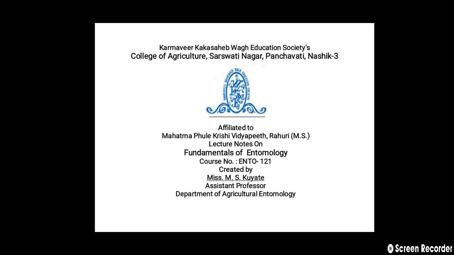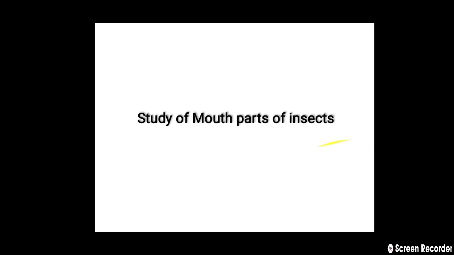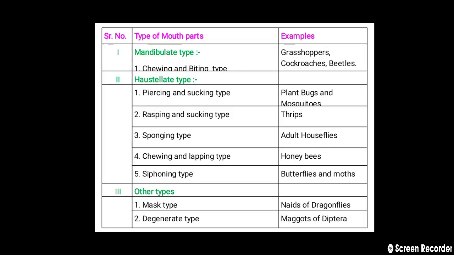In today's lecture, we are going to study the mouthparts of an insect. The insect mouthpart is divided mainly into two types. First type is the mandibulate type and second is the haustellate type. Mandibulate type includes the chewing and biting type, which is present in insects like the grasshopper, cockroach and beetles.